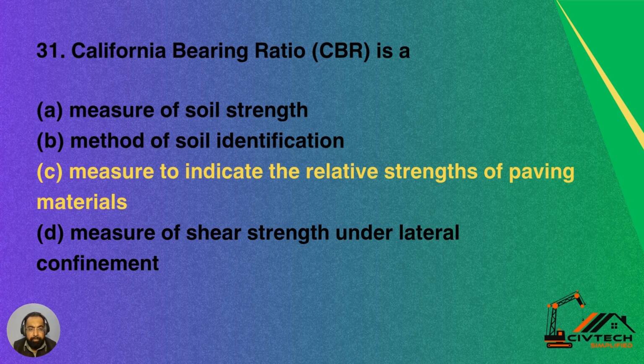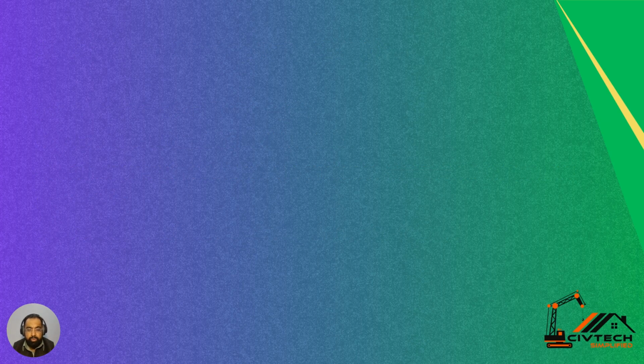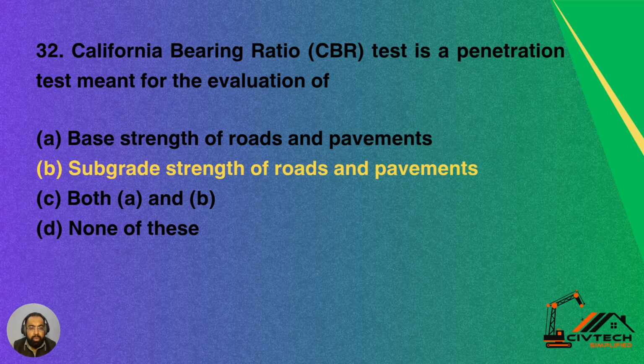Question number 31. California bearing ratio CBR is a, what is CBR? Option A, measure of soil strength. Option B, method of soil identification. Option C, measure to indicate the relative strength of paving materials. Option D, measure of shear strength under lateral confinement. So C is the correct answer. The California bearing ratio is a measure to indicate the relative strength of various paving materials. Option C is the correct answer for this question.